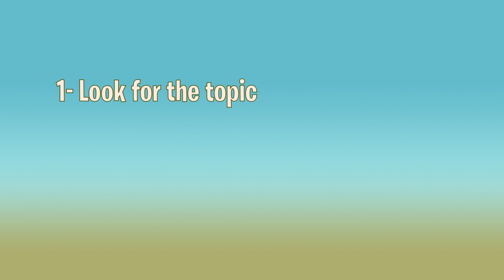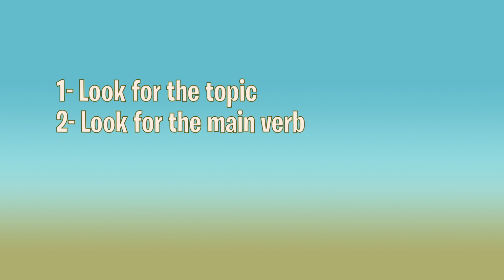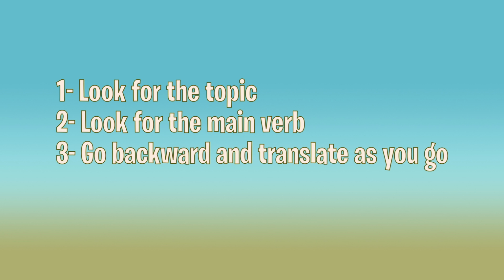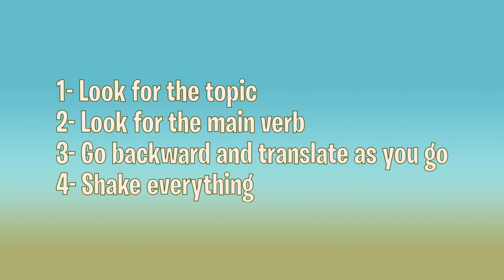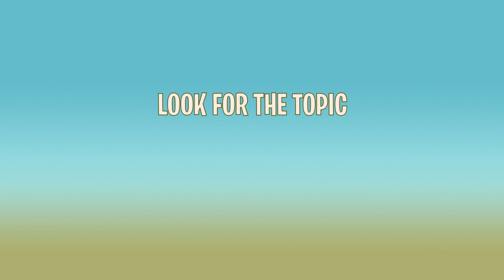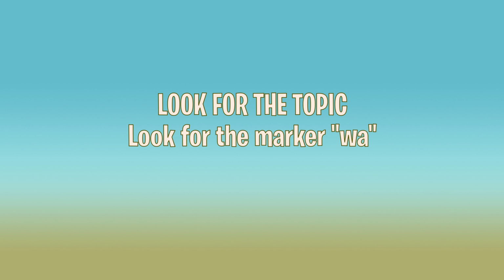So those are the 4 rules that I use. Look for the topic, look for the main verb, go backward and translate as you go, check everything to make it sound like English or any targeted language. Rule number 1, look for the topic. What does that mean? Well, to look for the topic, you have to look for the marker wa, spelled with the hiragana ha. The marker wa is the topic marker, and this is what you want to look for first when you start translating the sentence.